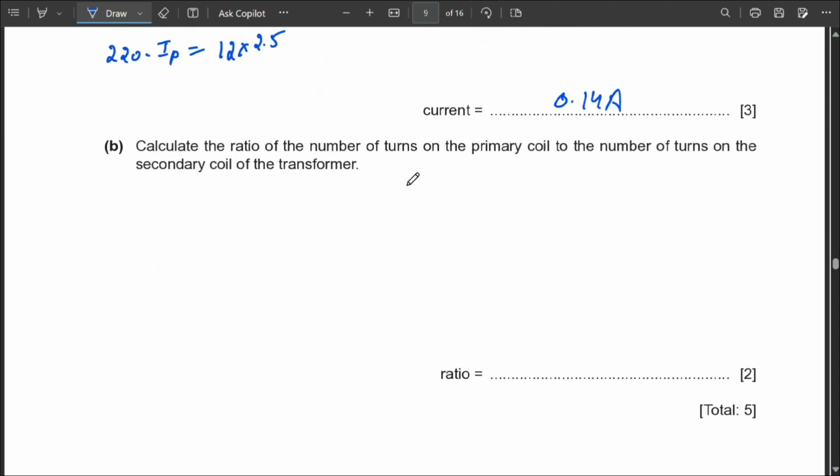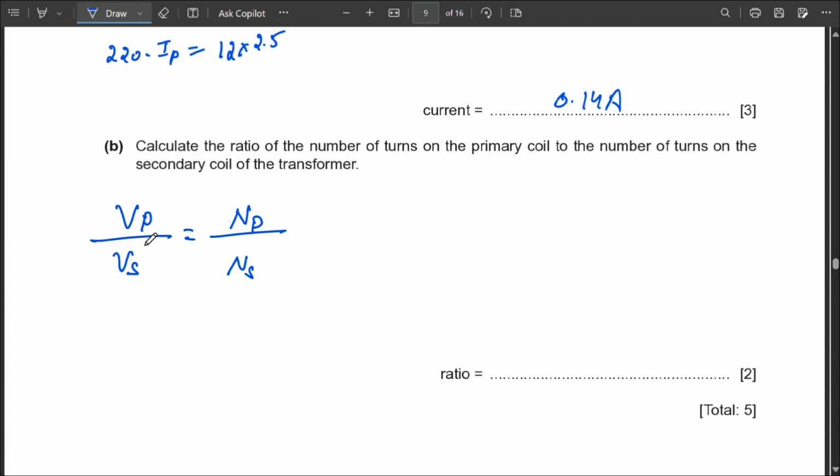Now, B part. Calculate the ratio of the number of turns on the primary coil to the number of turns on the secondary coil of the transformer. First of all, you should know this ratio: Vp by Vs, primary by secondary, equals Np, number of turns in primary coil, upon Ns, number of turns in secondary coil. So this is the ratio.